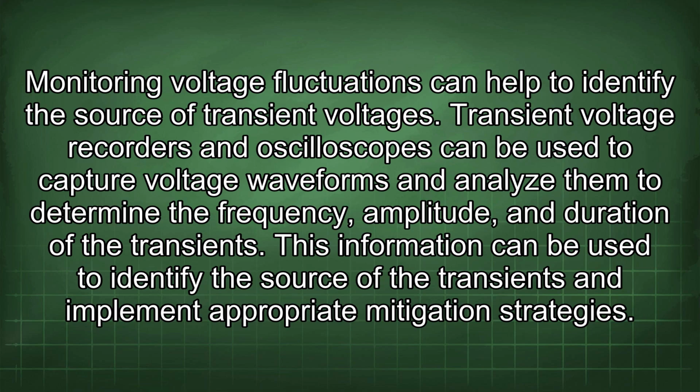Transient voltage recorders and oscilloscopes can be used to capture voltage waveforms and analyze them to determine the frequency, amplitude, and duration of the transients. This information can be used to identify the source of the transients and implement appropriate mitigation strategies.